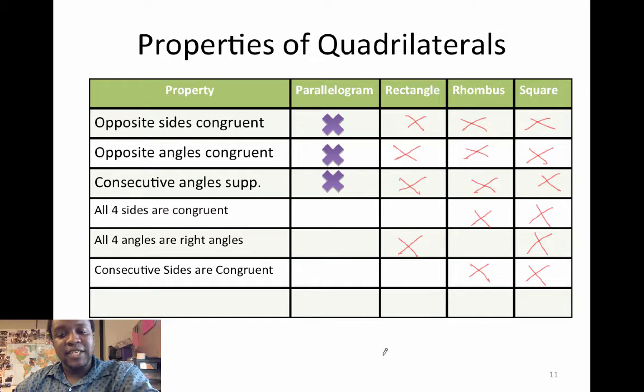All right. So with that, these were the 3 different types of parallelograms: rectangle, rhombus, and square. We now have a general overview of the different types of quadrilaterals, from parallelograms, trapezoids, and kites, to isosceles trapezoids, to rectangles, rhombi, and squares.